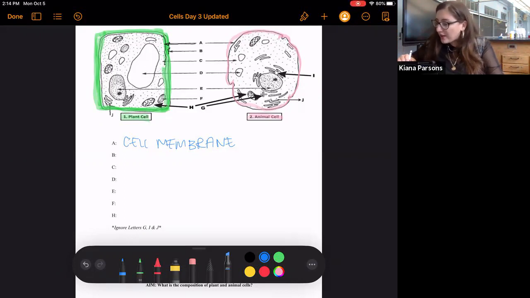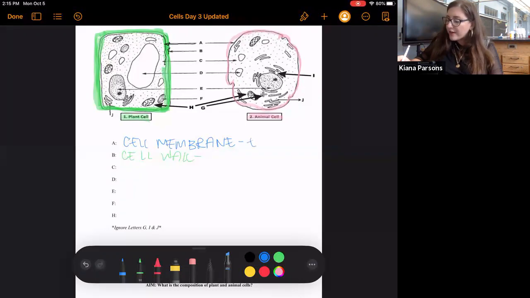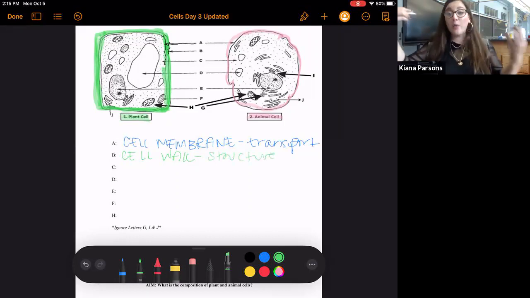So let's go ahead and look at letter B, and I'm going to color this green because this is only in the plant cell. B is the cell wall. And that word wall denotes structure. The cell membrane is very important for transport of materials both in and out of the cell. The cell wall is important for structure.